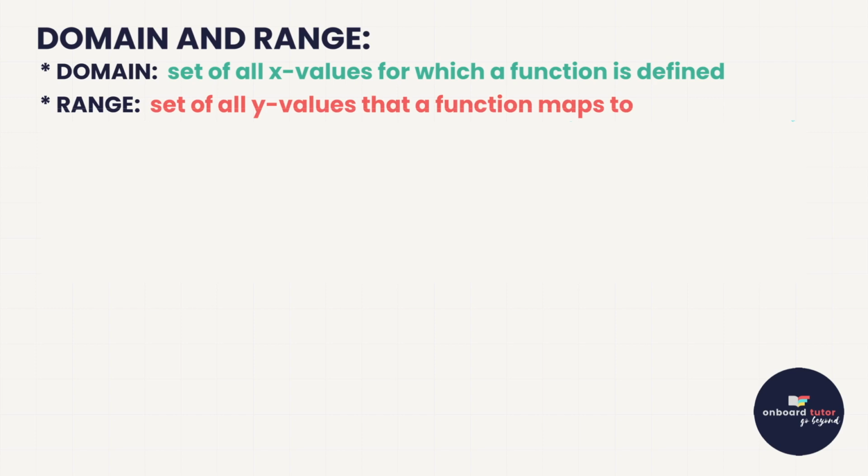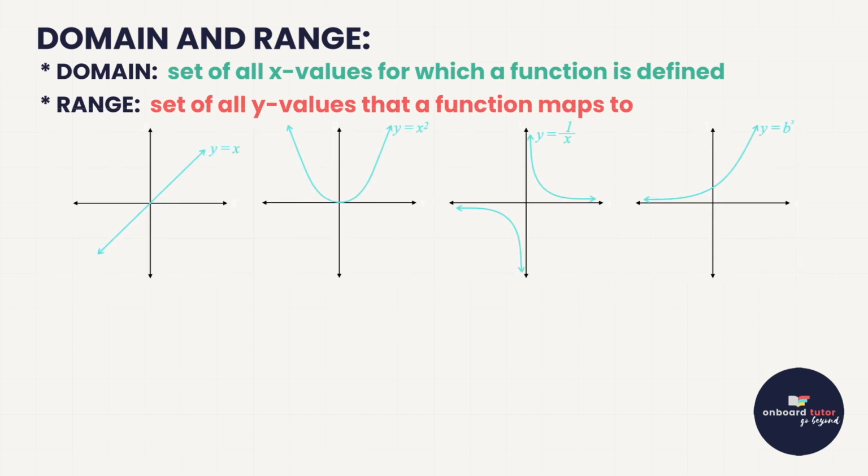Finally, let's look at this concept of domain and range. So domain is the set of all x values for which a function is defined, and then range is the set of all y values that a function maps to. And so what we're going to do is look at the 4 main functions that we've looked at up until now, and we're just going to check our understanding of domain and range for each of them.